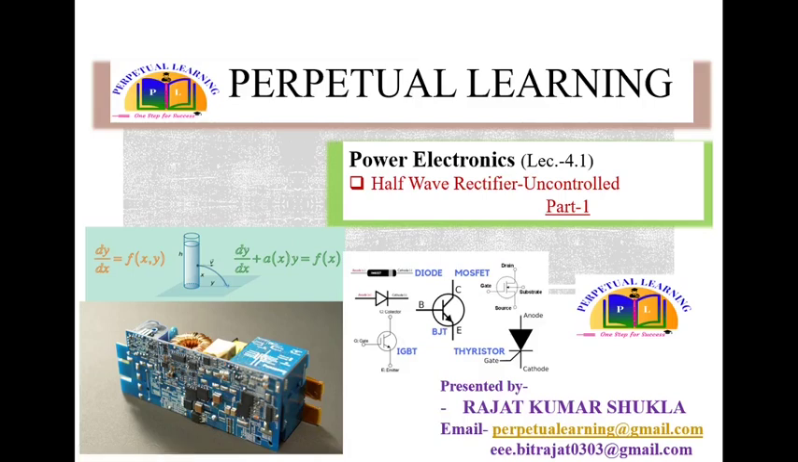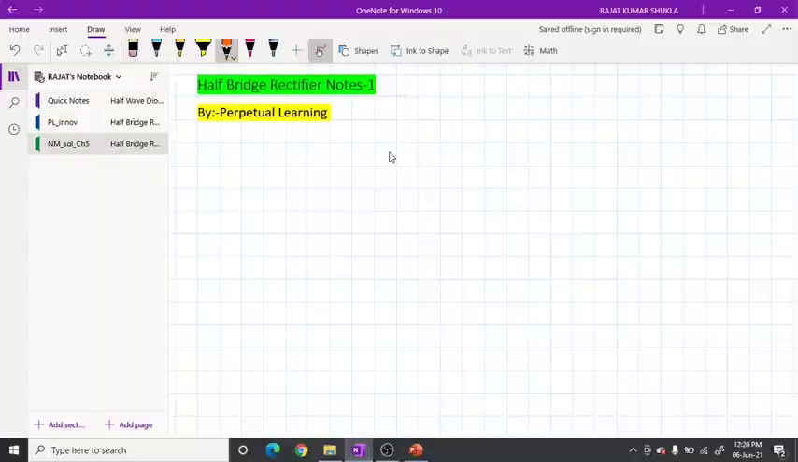Today we will discuss the half wave rectifier. This half wave rectifier is of two types: one is uncontrolled and another one is controlled. We will discuss the R load, RL load, RLE load, and the application of it. We will also discuss how we can calculate the average voltage, average current, RMS current and RMS voltage.